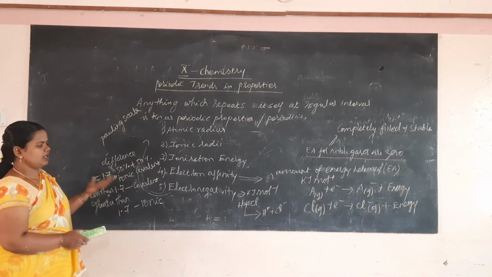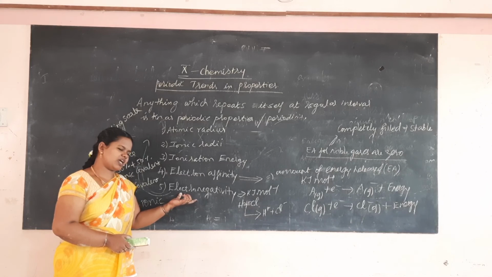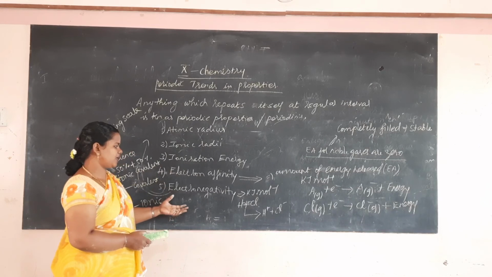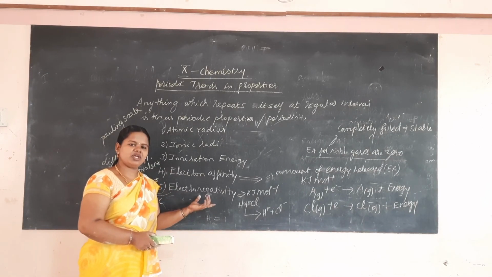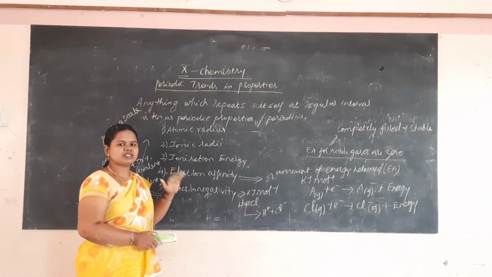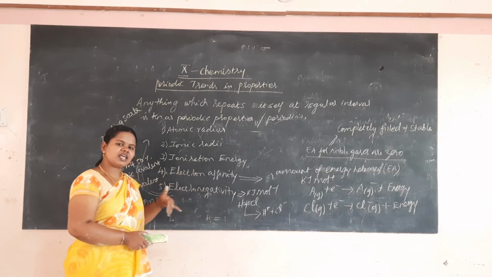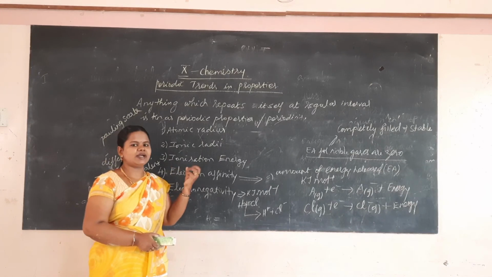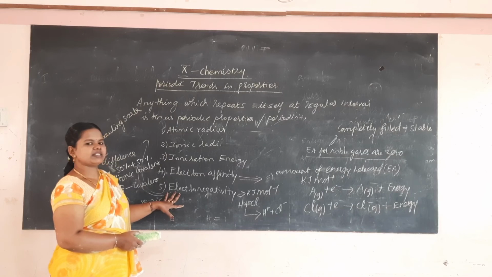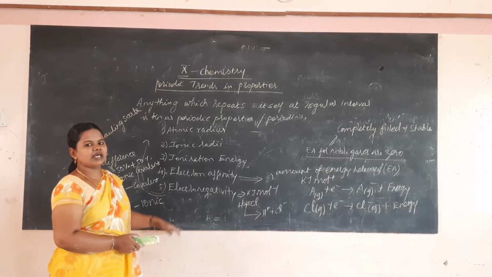Then what about the periodic trend? Electronegativity in a period increases. In a group, it decreases. The same reason you have to explain. Here the electrons are added to the same shell, the shell number is the same, and the distance between the nucleus and the outermost shell decreases. Nuclear charge increases. Screening effect decreases. And since the atomic number increases, the electrons are attracted towards the nucleus. So here the tendency to attract will be greater in a period.